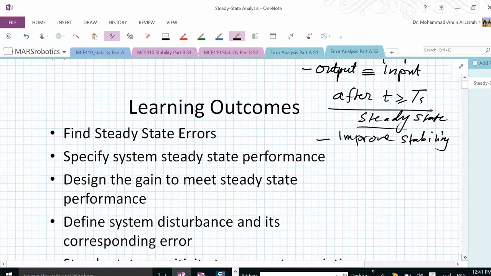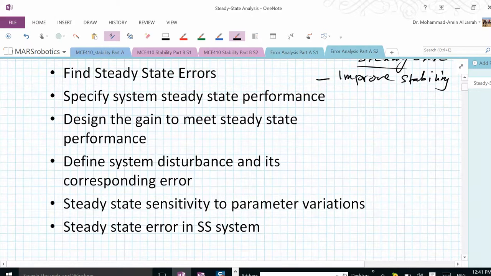So what we want to learn in this section of the course, about steady state performance, is to find the steady state error. We want to be able to find the steady state error for any system. Okay.